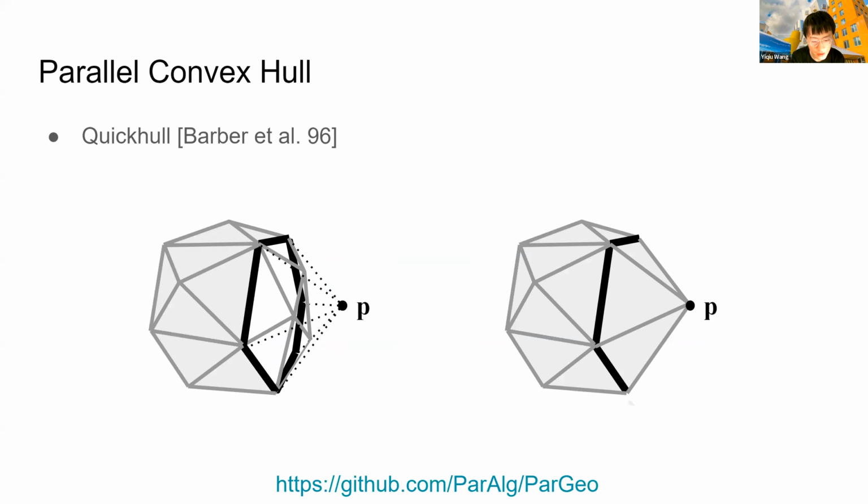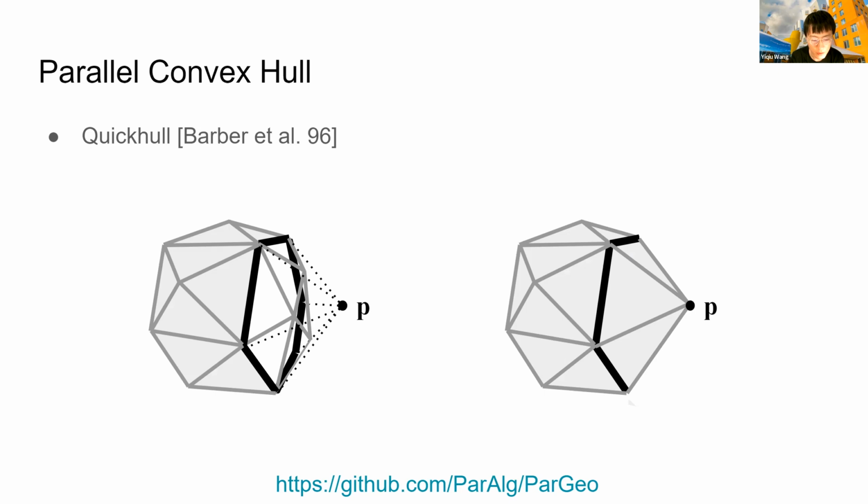Next, I'm going to briefly talk about our parallelization of the quickhull and the divide-and-conquer method for the convex hull. The convex hull is a classic problem where we find the smallest convex set containing all the input points. The quickhull algorithm proposed by Barber et al. is one of the most practical algorithms for this purpose.